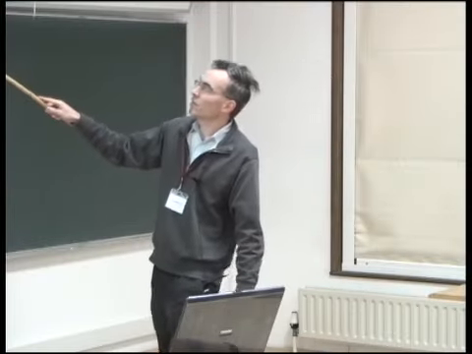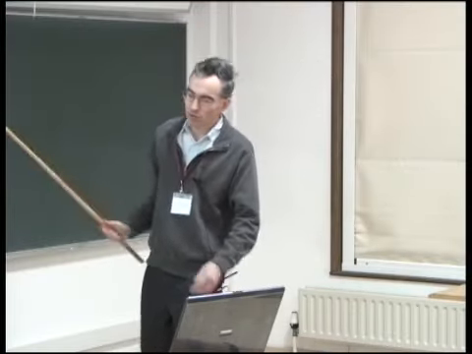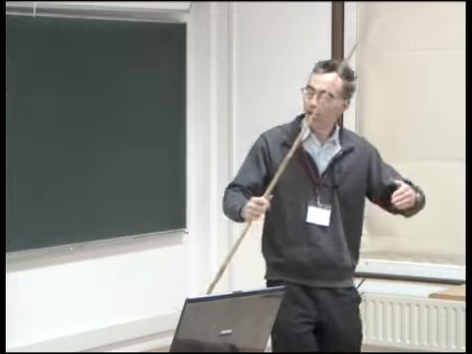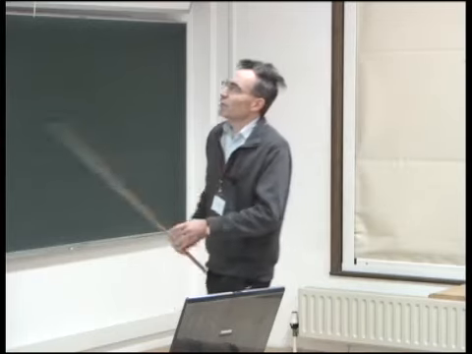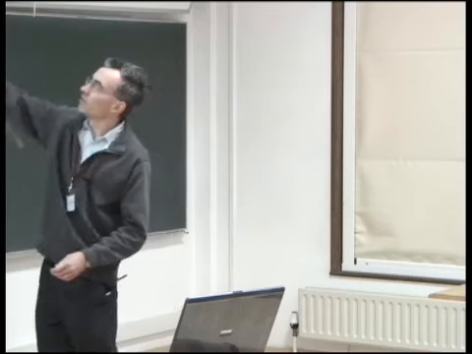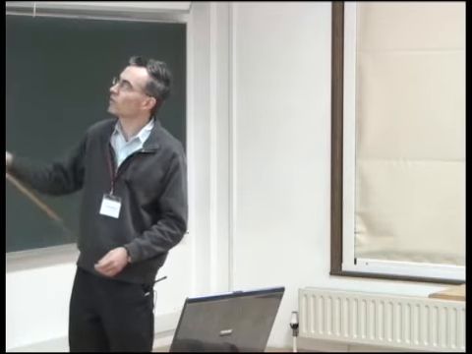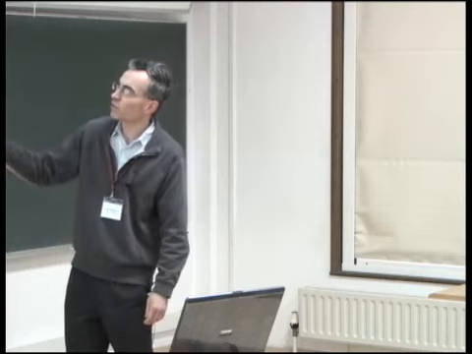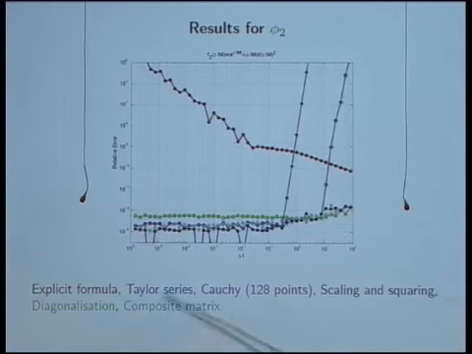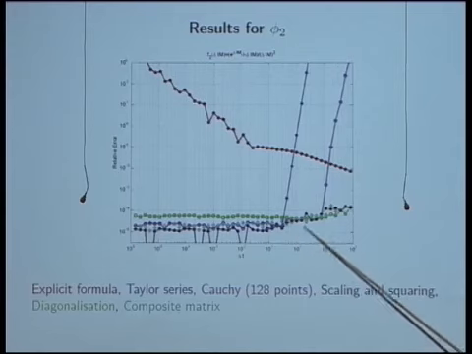This method here is the Cauchy method, which, as I said, you have to make your contour bigger as the scaling factor gets bigger, and then that leads to large errors. Even with 128 points, you can get this down by using more points. But there are several methods. So the scaling and squaring method works very well. Diagonalization works very well. And this lazy, inefficient composite matrix method also works pretty well. All methods get a gradual increase in error as the scaling factor increases.